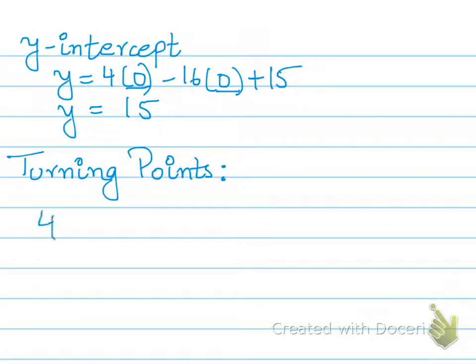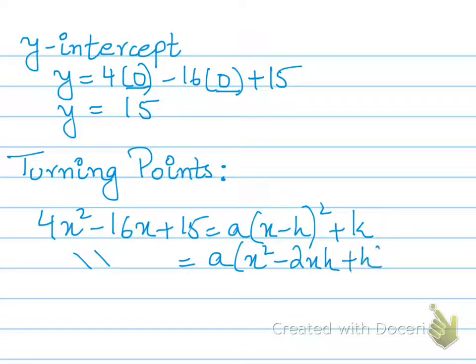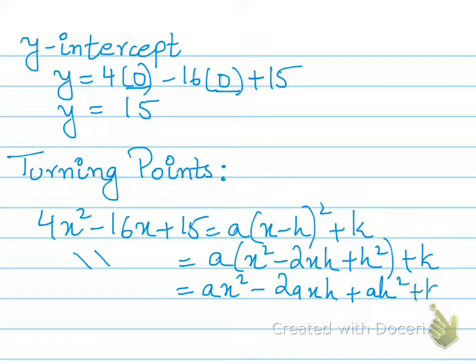The general equation is 4x squared minus 16x plus 15 and the full square form is written as a bracket x minus h whole squared plus k. Expanding the full square form, we get a times x squared minus 2xh plus h squared plus k. Expanding the bracket, we get ax squared minus 2axh plus ah squared plus k.